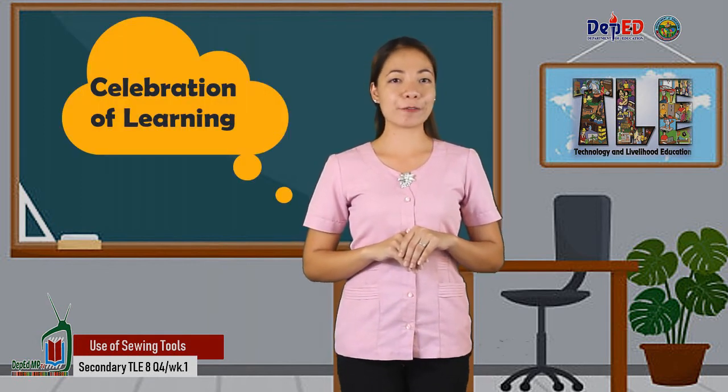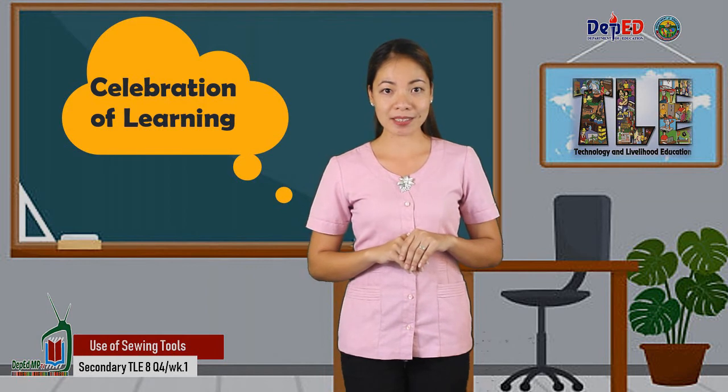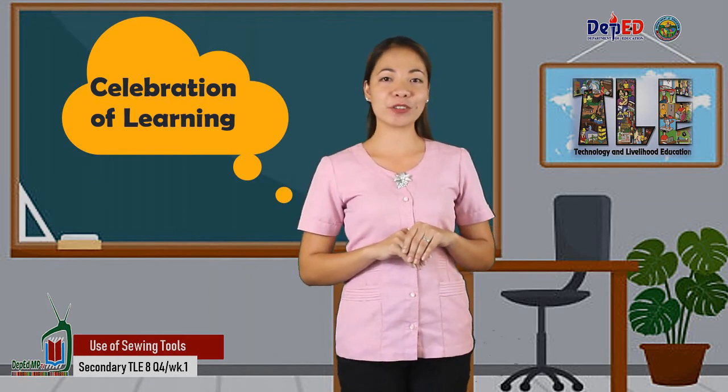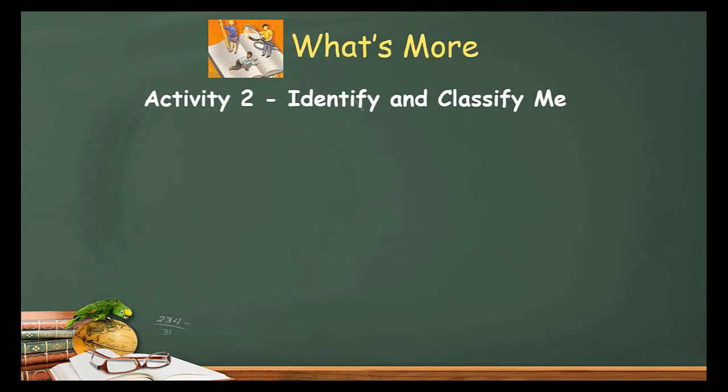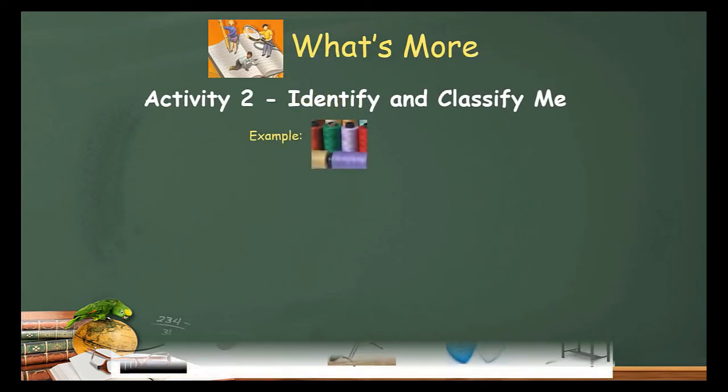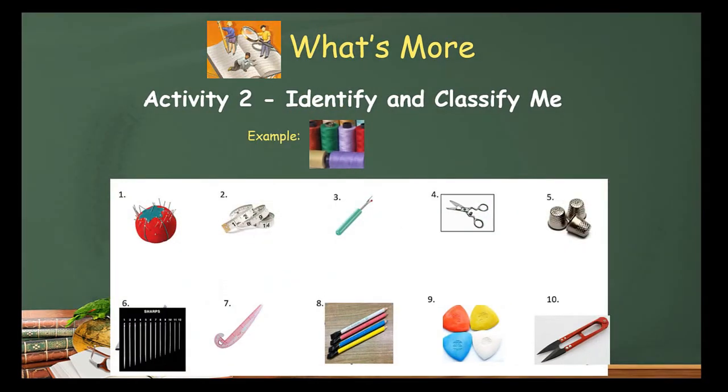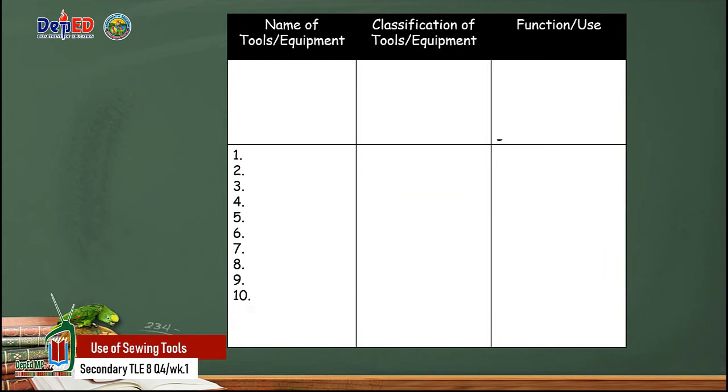Now that you already know the different types of sewing tools and equipment, let's have a celebration of learning by answering this activity. Directions. Identify these pictures. Name the classification of each tool and write its function or use. Copy the table given in your answer sheet. On the first column, you have there the name of the tools or equipment. In the second column, the classification of tools or the equipment. And for the third column, you have there the function or use.